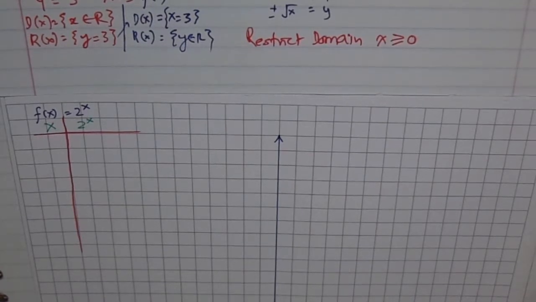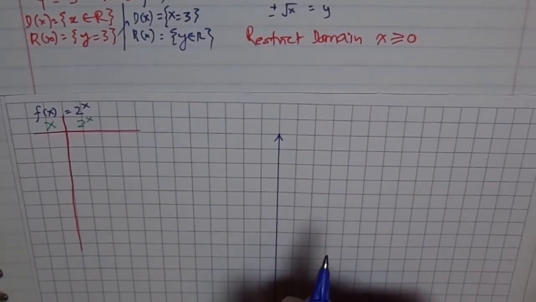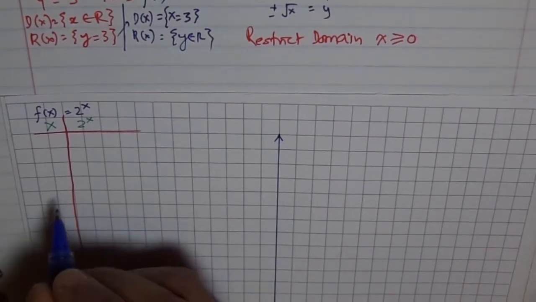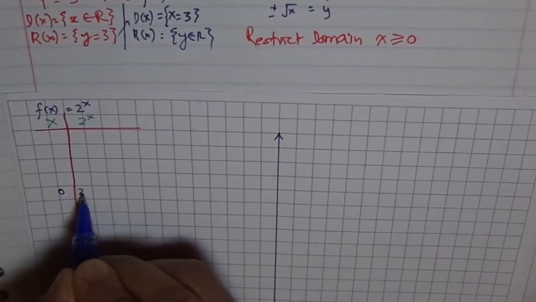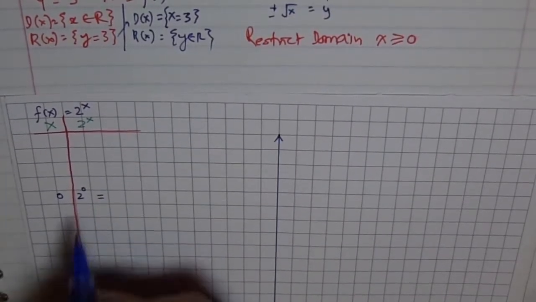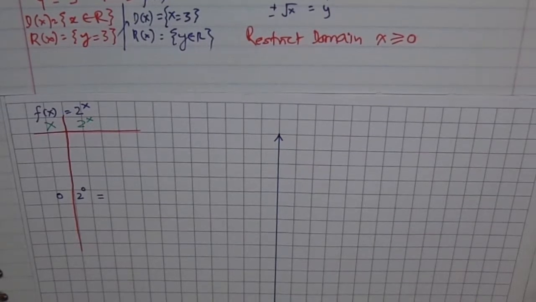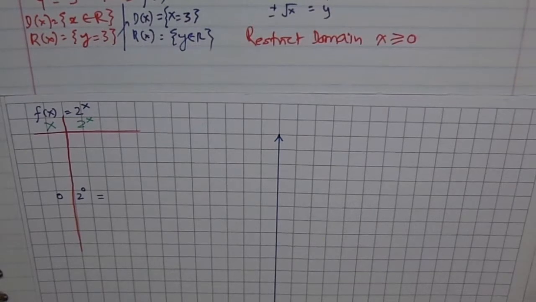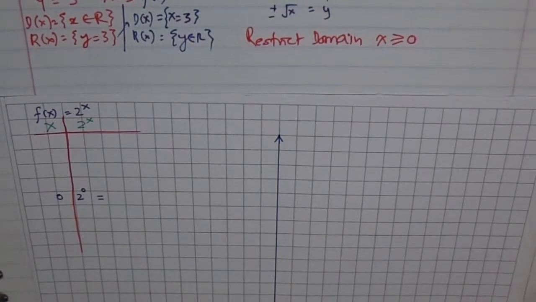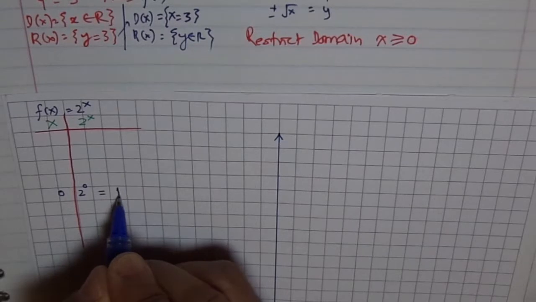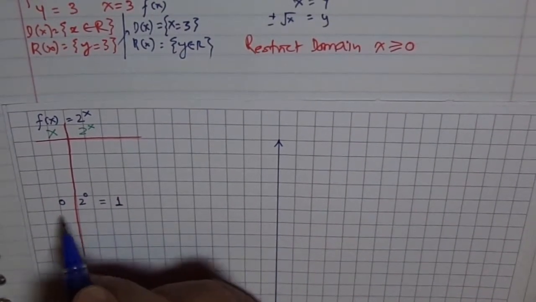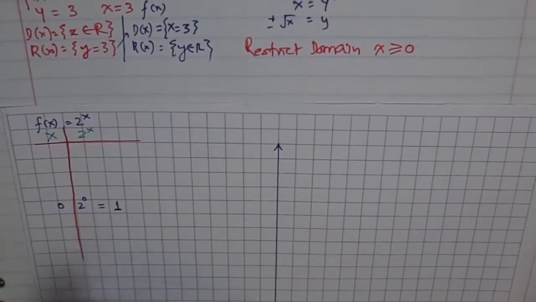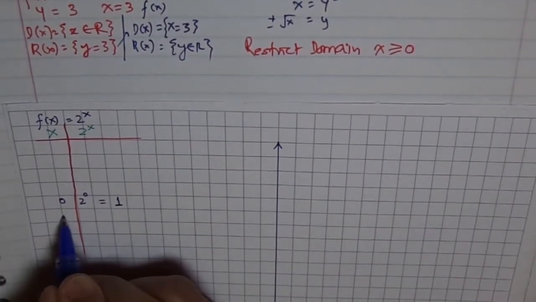So now let's plot some values. Let's start with 0. 0 is a good point to start with. So what is 2 to the power of 0? Many students get this wrong. I've listened to so many answers like 0, 2, 1. Well, anything to the power of 0 is just the number 1. Okay? Why? I'm not getting into that detail now, but you should know anything to the power of 0 is just 1.